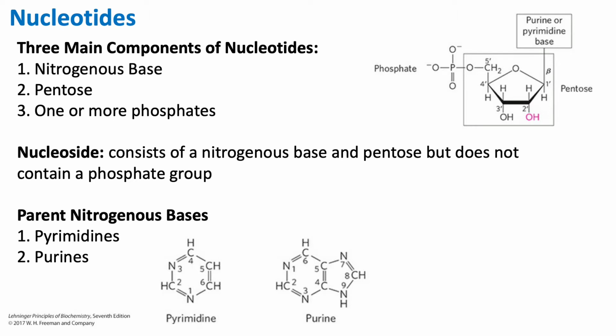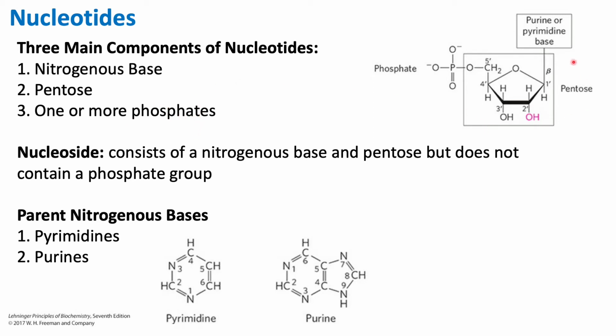So when we take a look at a nucleotide, we have three main components that are true for all nucleotides. So we have a nitrogenous base. Nitrogenous base simply refers to a compound that consists of nitrogen. Then we also have a pentose. A pentose is essentially a 5-carbon sugar. And then we have one or more phosphates.